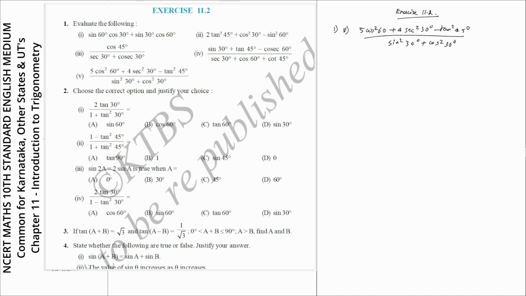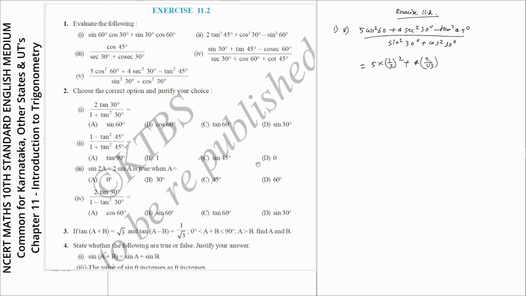Exercise 11.2, question number 1, sub question 5. (5 cos square 60 plus 4 secant square 30 minus tan square 45) by (sin square 30 plus cos square 30). Evaluate this one. Now substitute the values. Cos 60 is 1 by 2. So 5 into (1 by 2) the whole square plus 4 into secant 30, which is 2 by root 3.